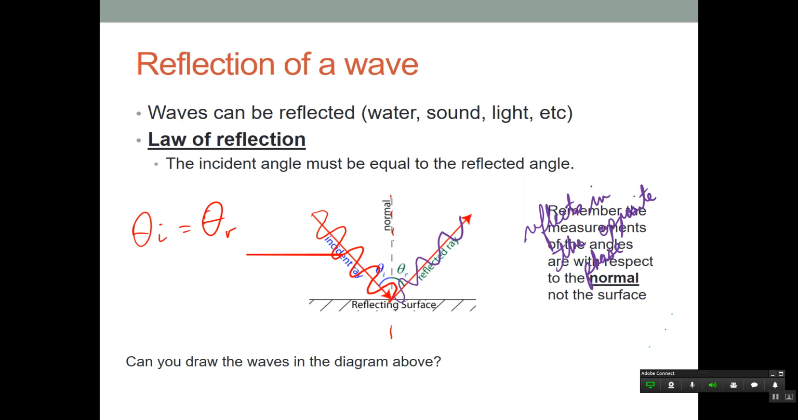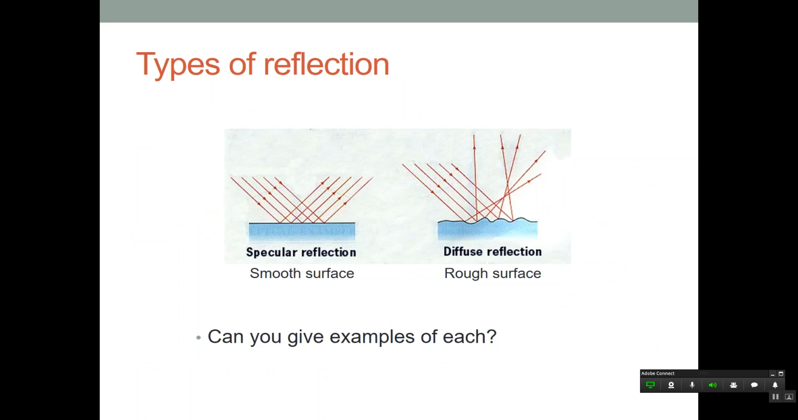It says here, remember that the angles are with respect to the normal line. Sorry, I wrote over it. I wasn't expecting text to pop up. All right, there are two kinds of reflection. There's diffuse reflection and specular reflection.